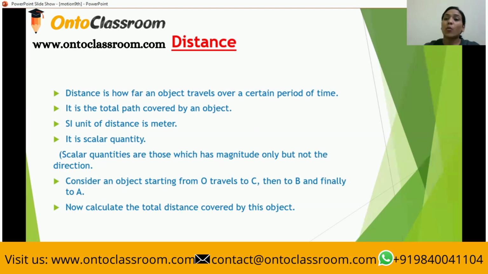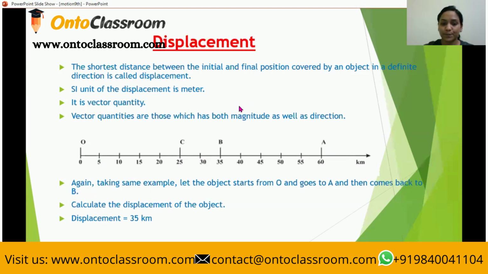So quantities which do not have direction but only magnitude, that is a numerical value, are called scalar quantities. In distance we don't consider the direction, so that is why we say that distance is a scalar quantity. Now I have taken an example: consider an object starting from O, traveling to C, then to B, and finally to A. In the next slide I have shown you a figure.